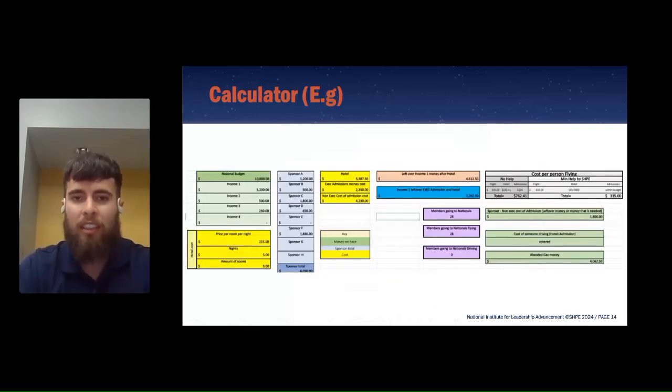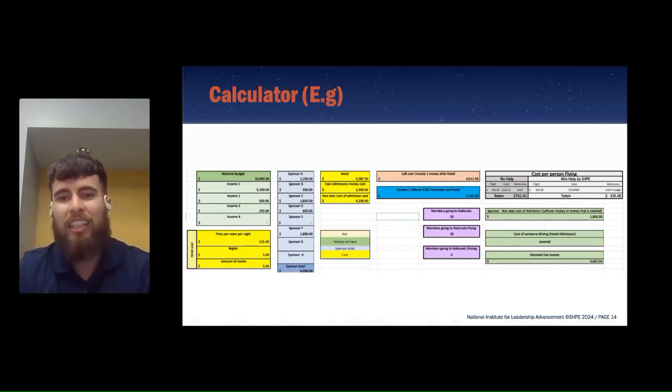This is a calculator we use for nationals. Start at your top left: we have our national budget. This is how much funding we're going to have for our national budget, with all our income and all our sponsors. To the right of that in blue, I have my total sponsors. Then what you see in yellow is the cost, something we're going to have to pay, like the hotel. We put the cost per night, how many rooms, and how many nights, so you get your total cost. I just did Excel formulas throughout all of this.